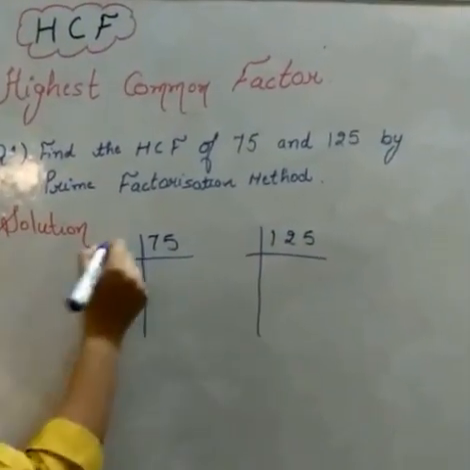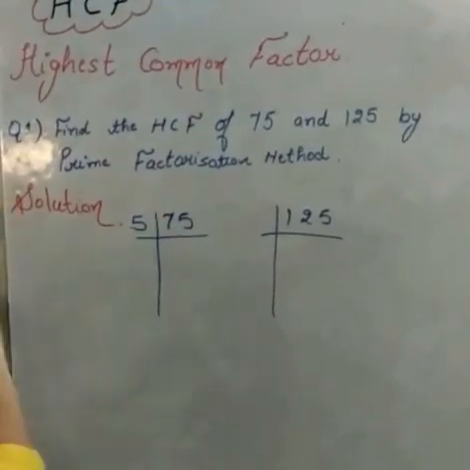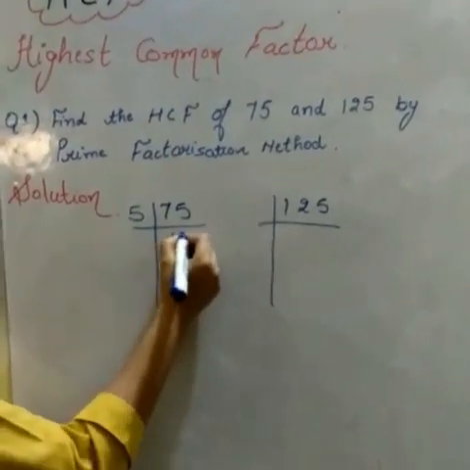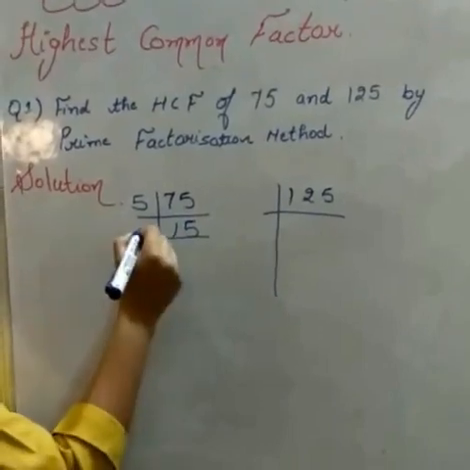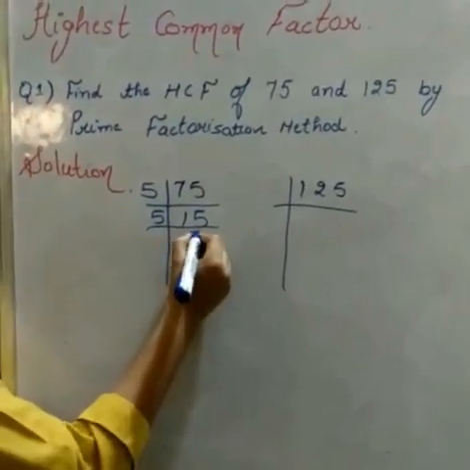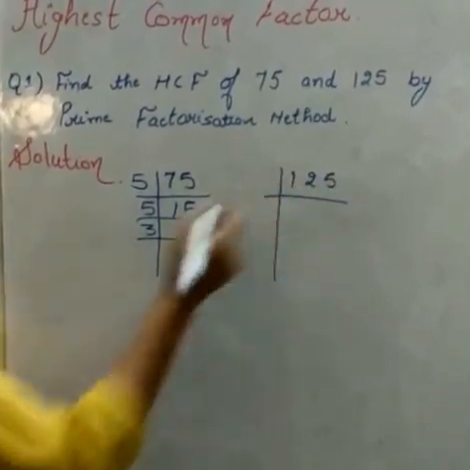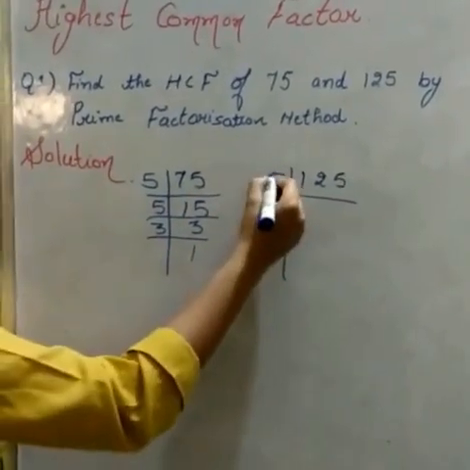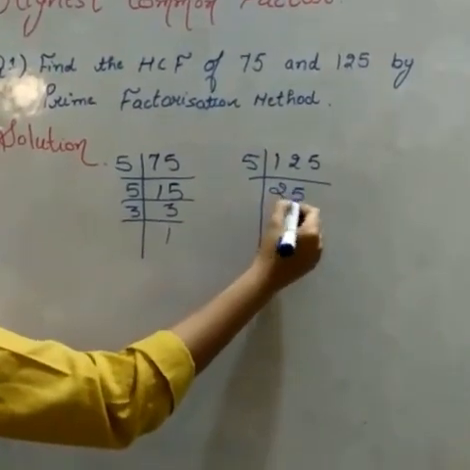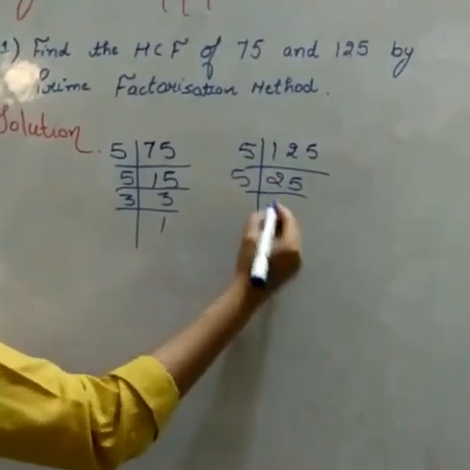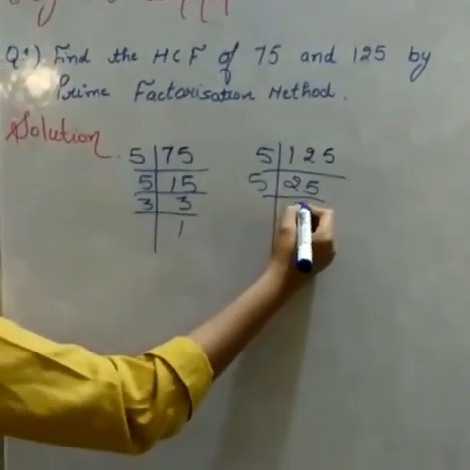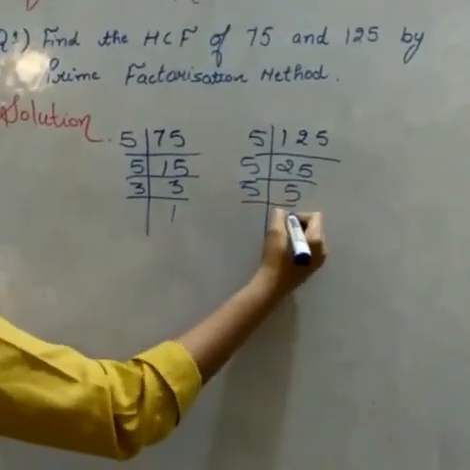75 will first go to which table? 5. What will we write here? 15. Again 5, 3, and 3, 1. Now factorize 125. 5, 25 will come here. Again it is divisible by 5. What will come here? 5. And 5 ones are 1.